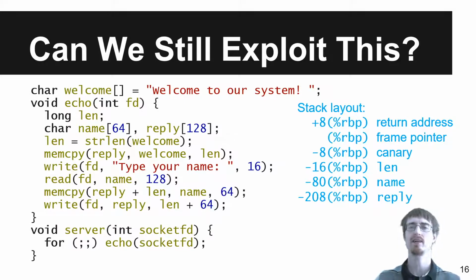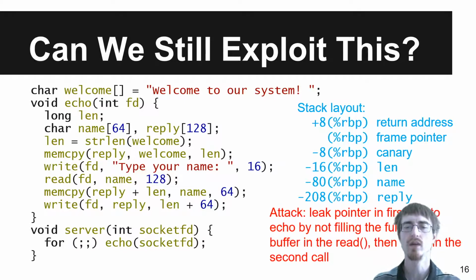Is there any space here where we can leak data? Yes, there is a space. So, we can leak the pointer in the first call to echo by not filling the full name buffer. Right? So if the read does not fill the full name buffer, we get whatever was already in memory at that point. And there will almost certainly be some pointer stored in memory that we can use. Okay? So we leak the pointer after the call to read, which is stored in memory somewhere.